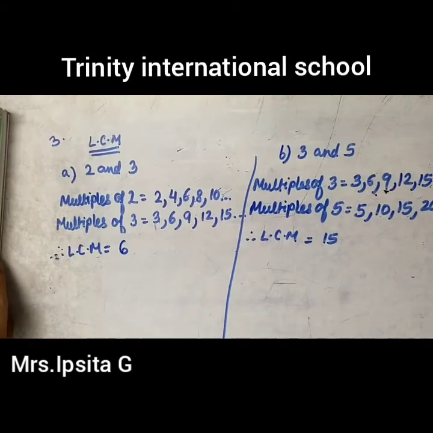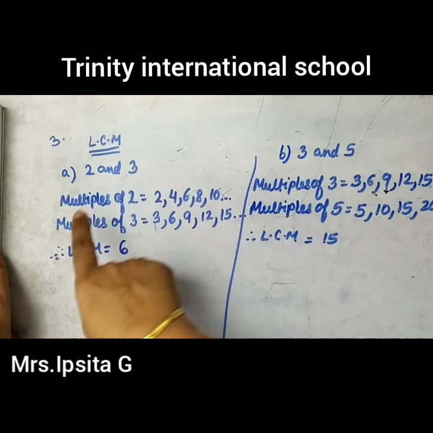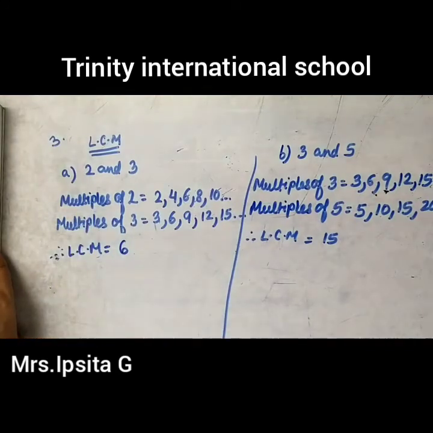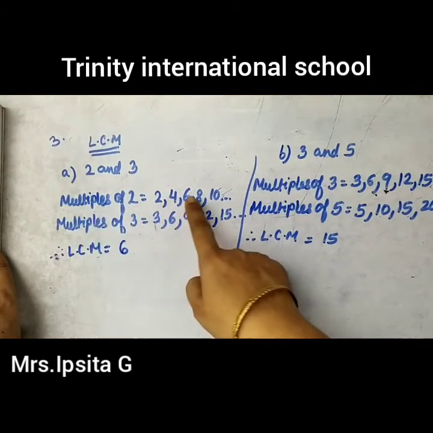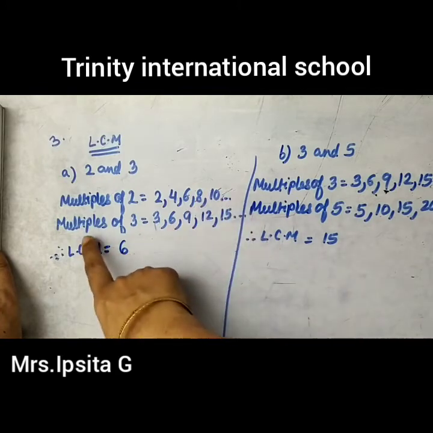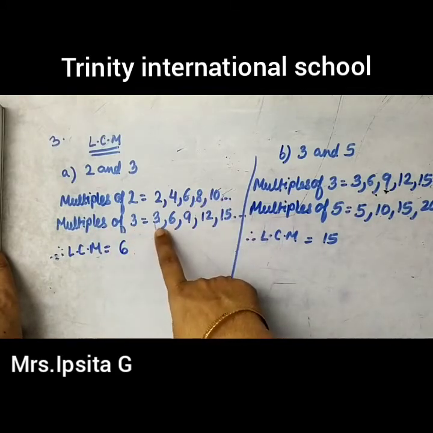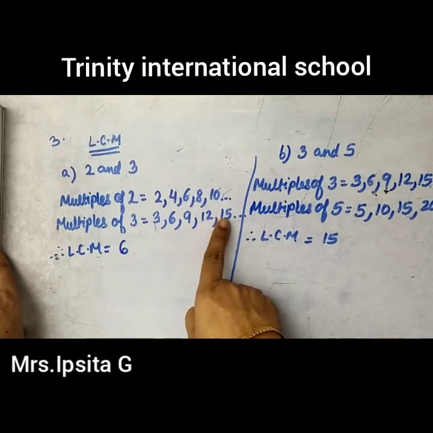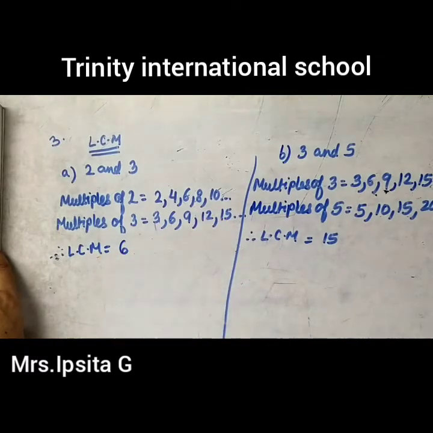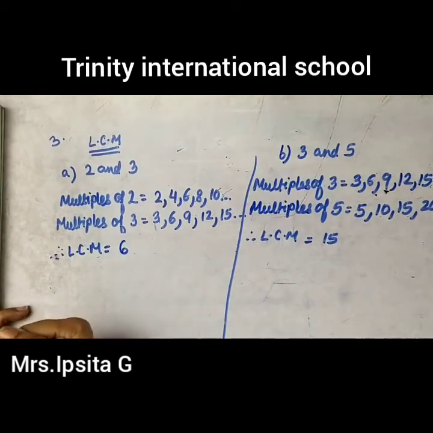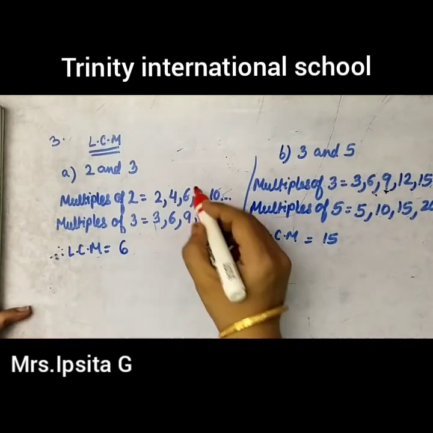Now students, see, I have done the LCM. So here your numbers are 2 and 3, so you need to first take out the multiples of these 2 numbers. So here multiples of 2 is equal to 2 4 6 8 10, and then multiples of 3 is 3 6 9 12 15. Okay, now your LCM comes as 6. How your LCM comes as 6? You know that the common multiple here is 6.